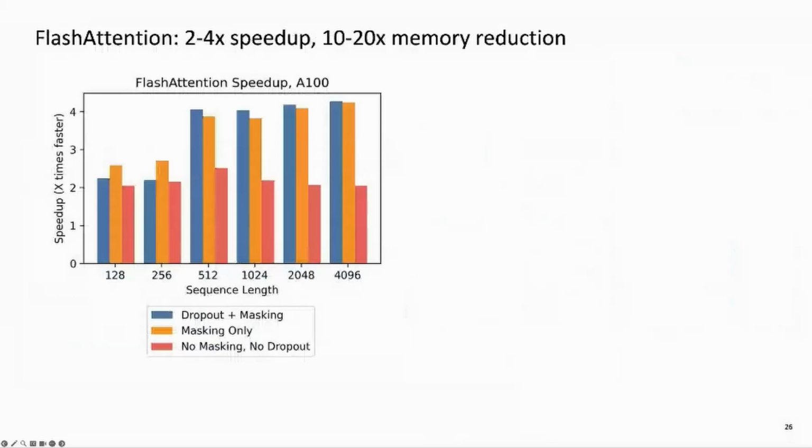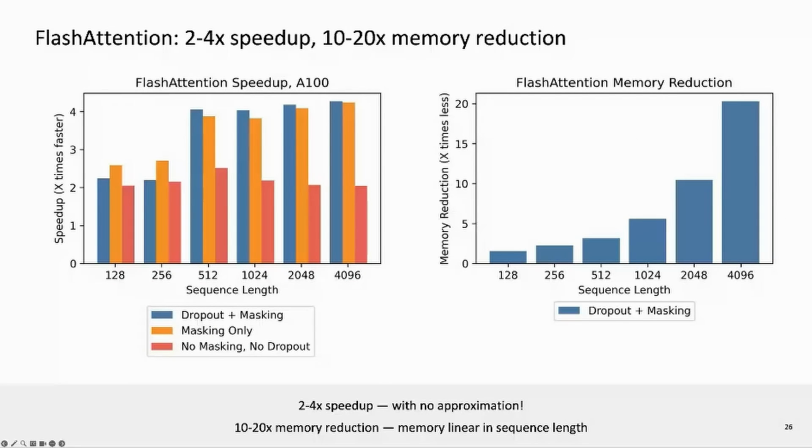The high-level result for FlashAttention was that we had 2 to 4x speed up compared to an optimized baseline, and we get 10 to 20x memory reduction with no approximation. So memory is now linear in sequence length instead of quadratic. That allows you to at least train with long sequences. It would run, and on long sequences, we also get 2 to 4x speed up.